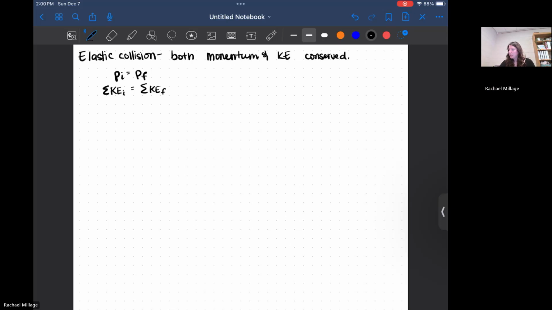So it looks like the book only really gives us one problem on this, so we're going to work through this problem together. You're going to make sure that you finish your conservation of momentum packet, and then you can maybe start working on the study guide early if you would like.